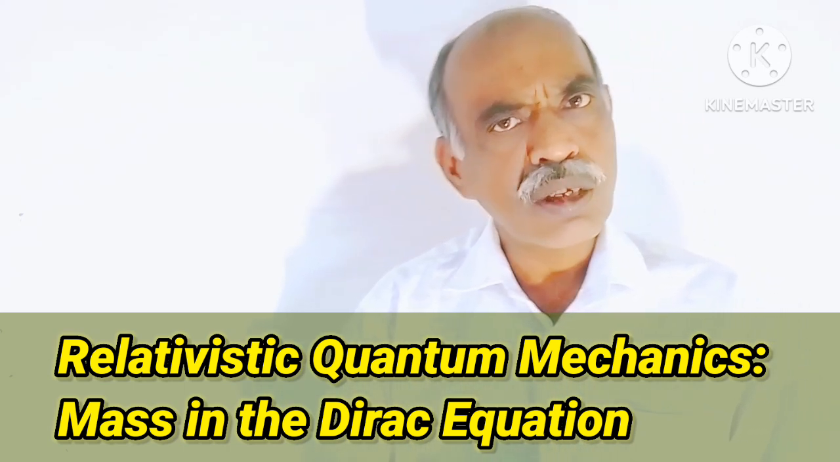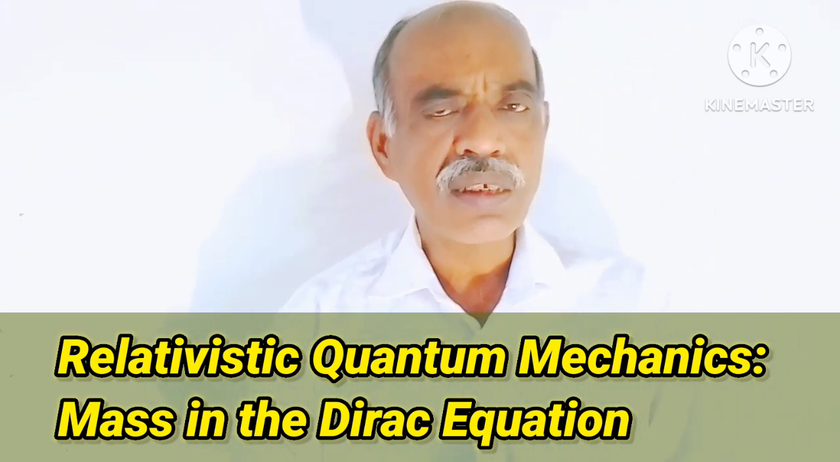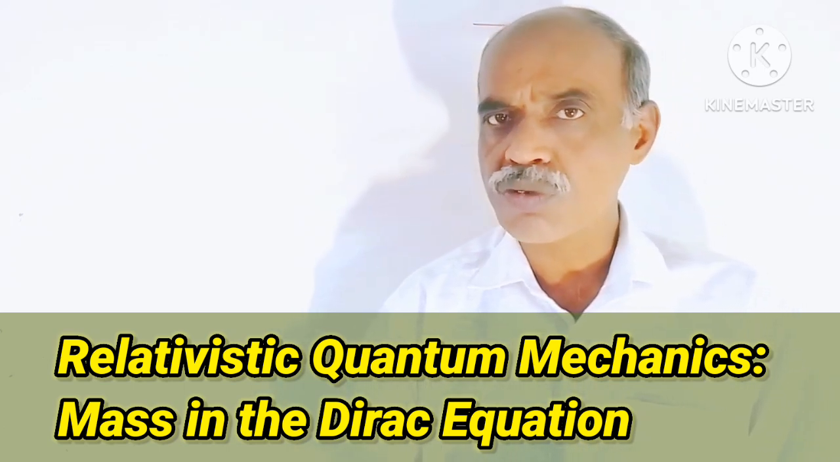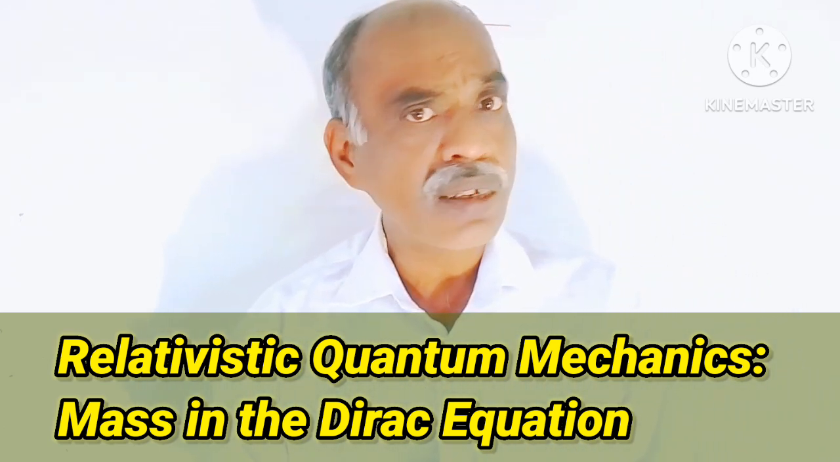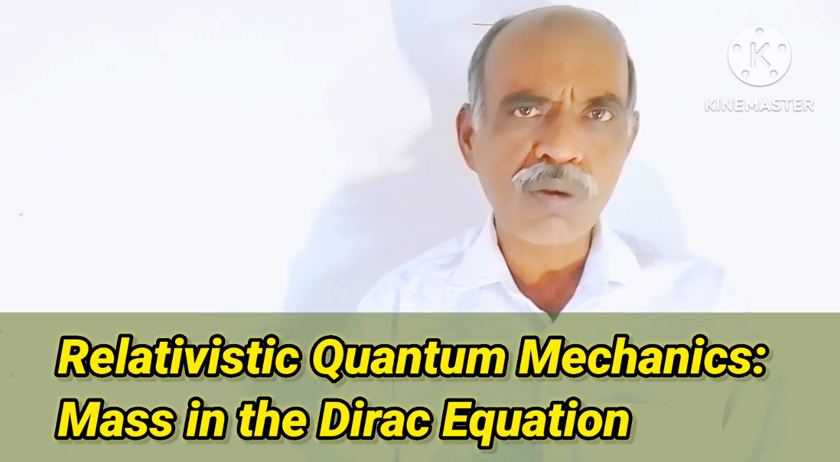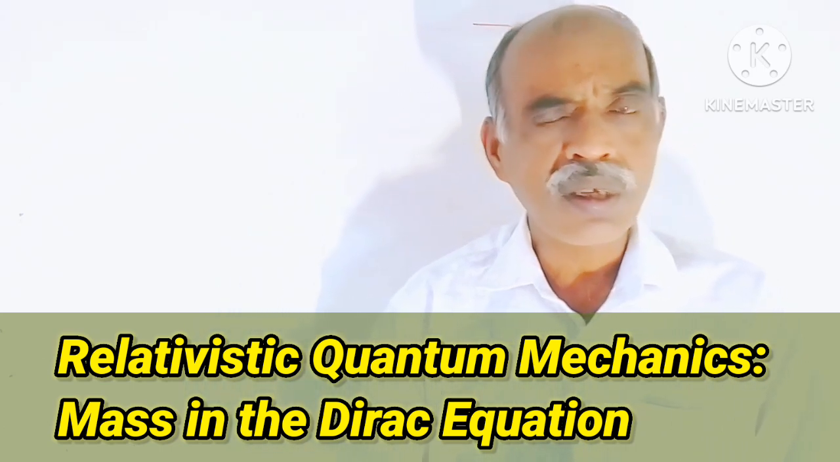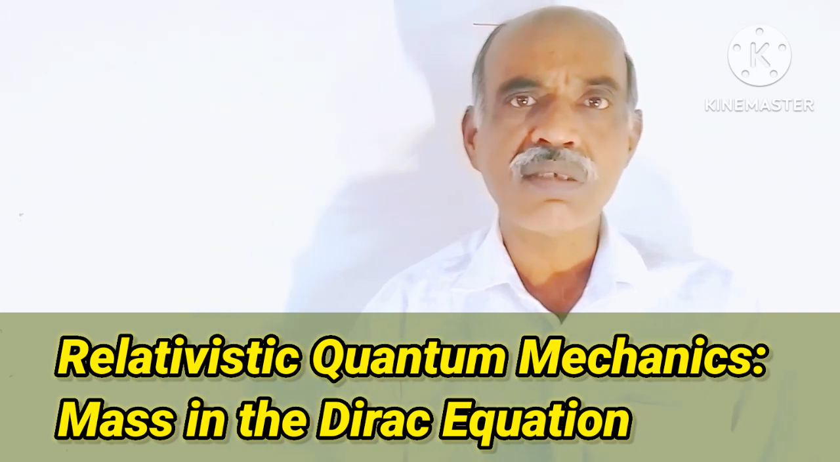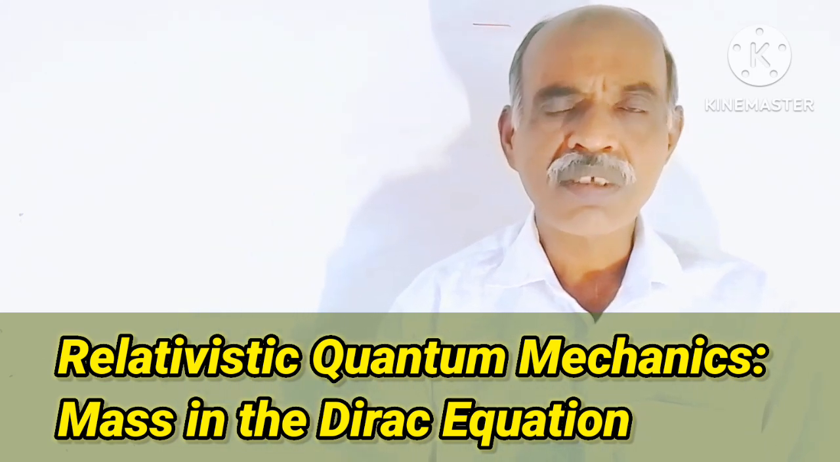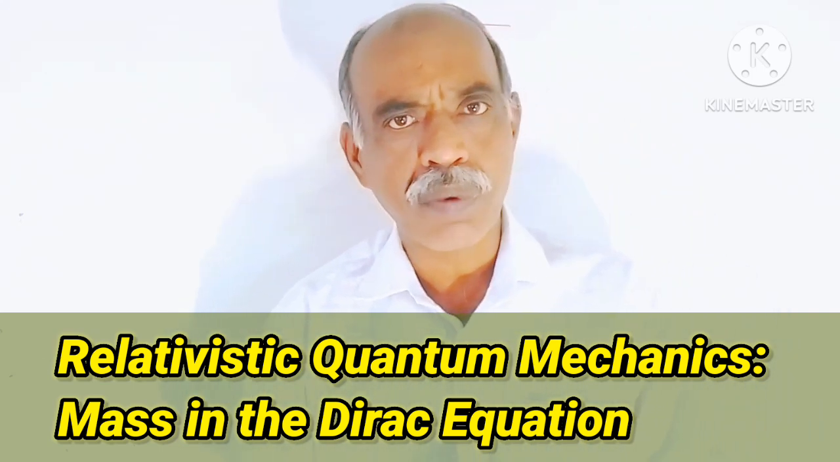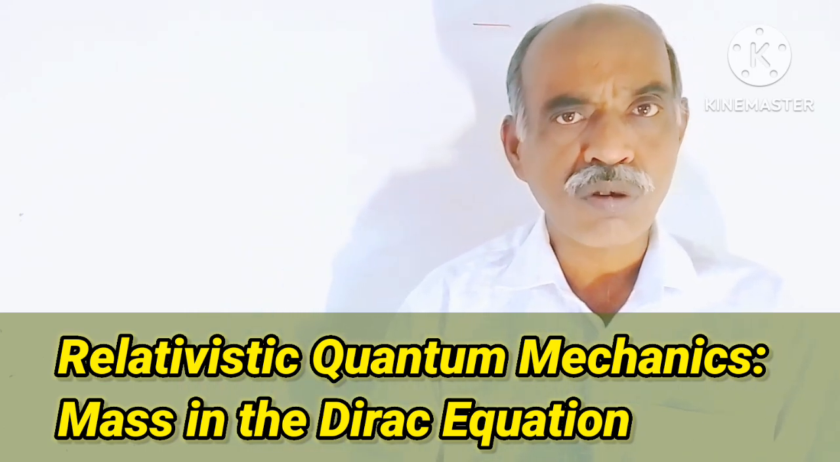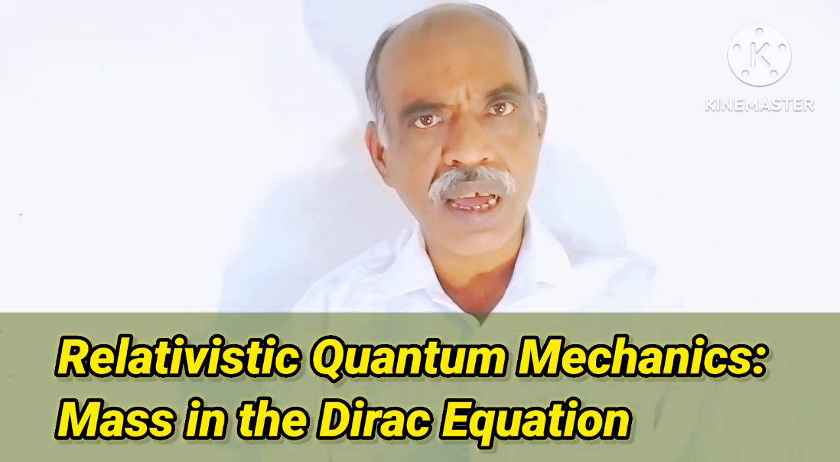So if you use the same equation, E square is equal to p square c square plus m square c to the power 4, then you just put m equal to 0 in that equation. So you are getting E square is equal to p square c square, and therefore E is equal to pc. Energy is equal to momentum multiplied by speed of light, which is also applicable for photons, that is light particles.